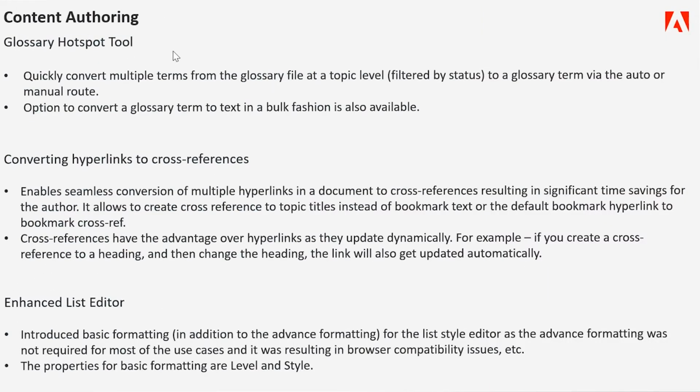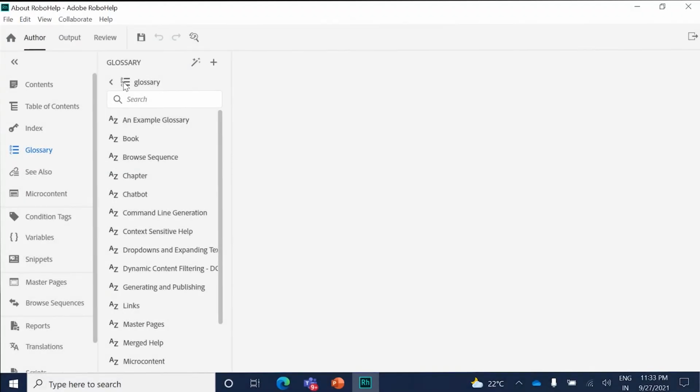I will begin by talking about the Glossary Hotspot tool. This feature will enable users to quickly convert multiple terms from the glossary file at the topic level, filtered by status, to a glossary term via the auto or manual route. The option to convert a glossary term to text in a bulk fashion is also available. So the glossary file, and there can be multiple files as well. This is the call to action for the hotspot tool.